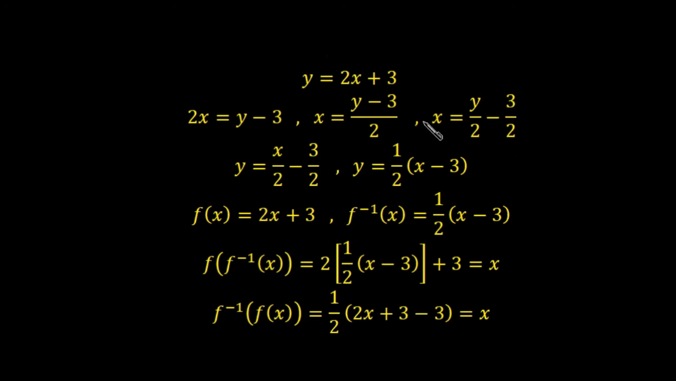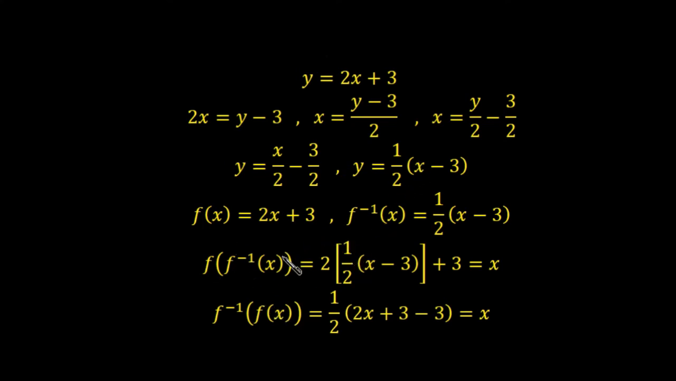And then what we'll do is we'll swap our x and our y's, so y would equal x upon 2 minus 3 upon 2. So therefore we can say that y is equal to, now we'll take out the common factor of a half, so it'll be a half of x minus 3. So this function here, y equals a half of x minus 3, is the inverse of this function here, y equals 2x plus 3. So what we're going to do is we'll go ahead and find out the f of f inverse, and we'll find the f inverse of f, and we should get back to a value of x for both of them.